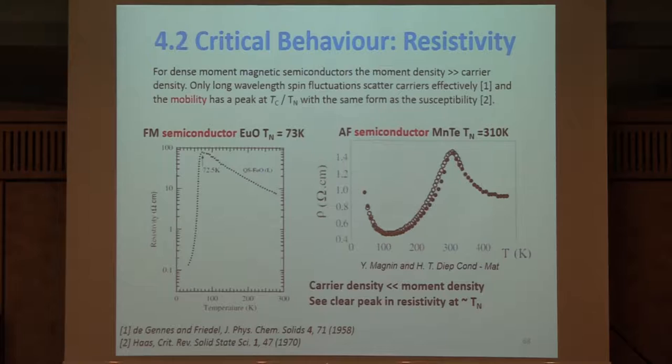So if you go through the theory from years ago, what you actually expect for ferromagnetic and antiferromagnetic semiconductors, where the moment density is large compared to the carrier density, is that only long wavelength spin fluctuations are going to cause scattering. And in that situation, the form of the resistivity should be rather like the form of the specific heat.